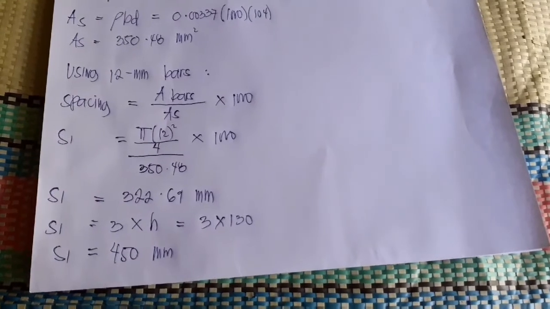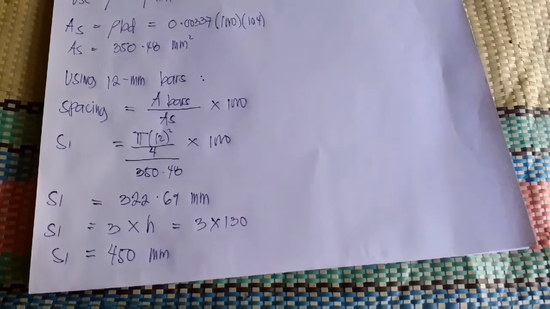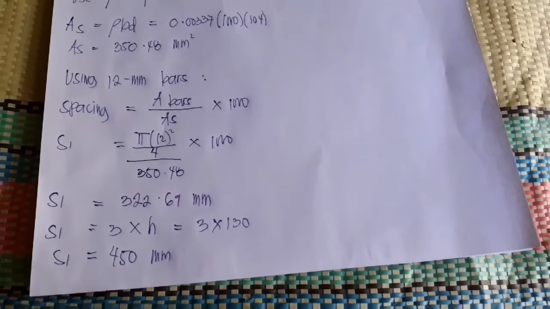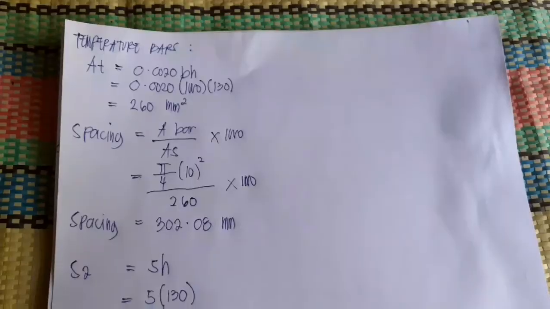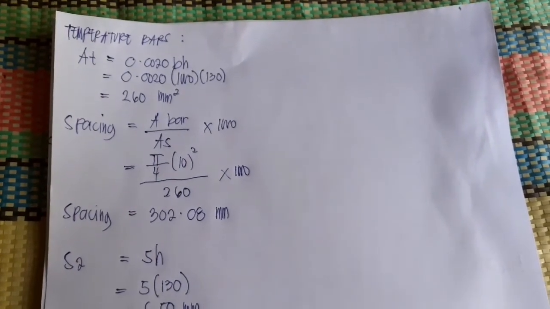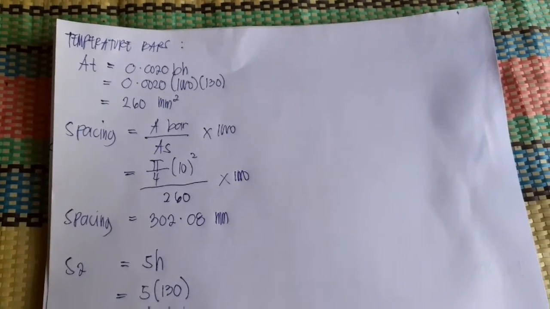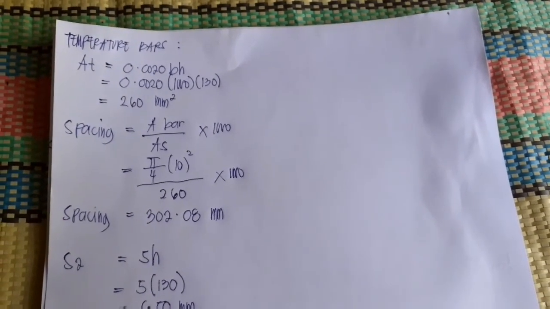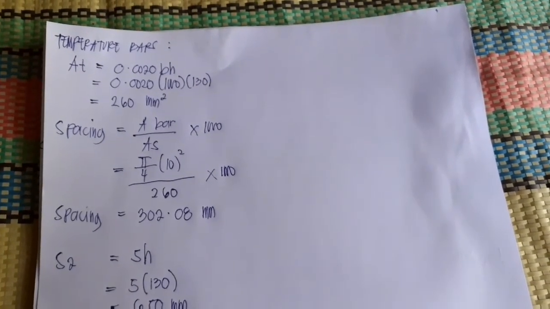Then we compare with 3 times h, where h is 130. So the spacing is equal to 450 mm. For the temperature bars, the area is equal to 0.0020 b times h, where b is 1000 and h is 130. Simplified, we get 260 mm squared as the area of the temperature bars.